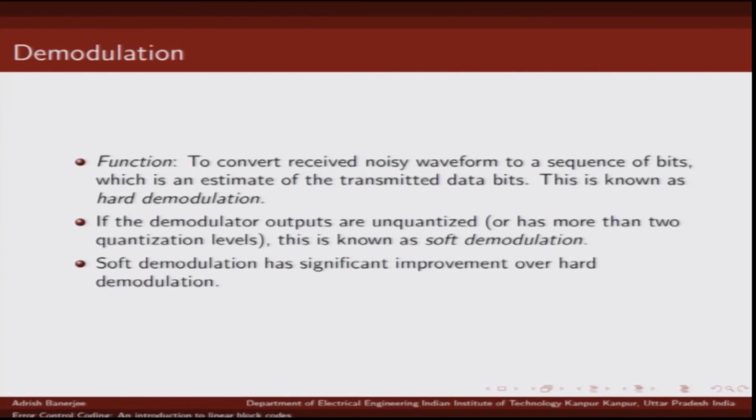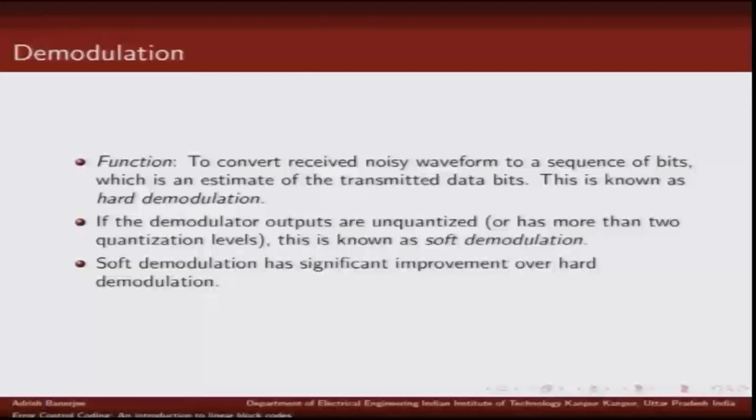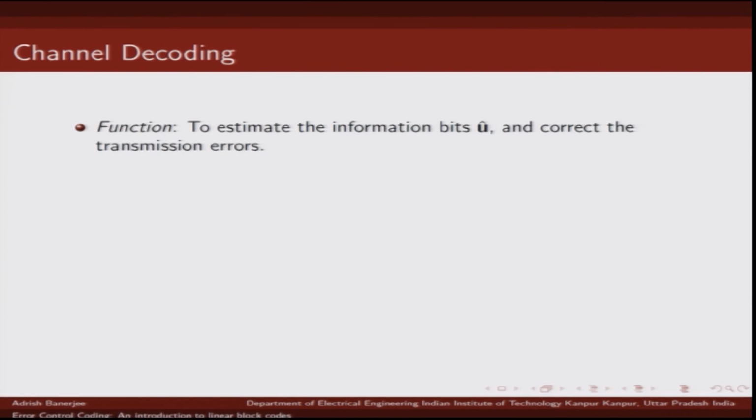So, typically, if we do soft demodulation, our performance is roughly 2 dB better than if we were just doing hard demodulation. So, most of the modern coding techniques will be doing soft demodulation, and we will pass these soft bit values to the decoder, the channel decoder, and we will then ask it to do error correction or error detection. So, after demodulation we have channel decoding.